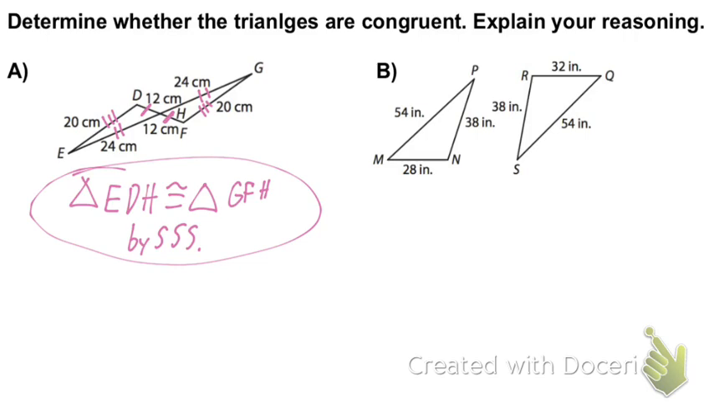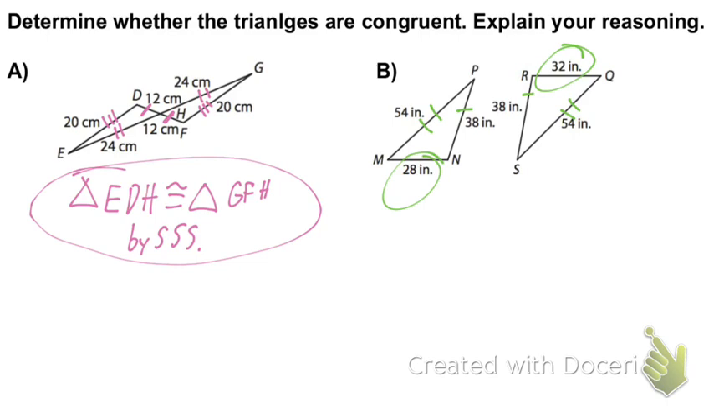All right, let's look at this second example, letter B. What are you guys thinking on letter B? Do we think these triangles are congruent, Sarah? No. Why not? Because MN and RQ are not the same. Yeah, we see this 28 and 32. Those aren't the same. Even though we do see side PN, side RS, side QS, side PM, those other sides are not congruent.